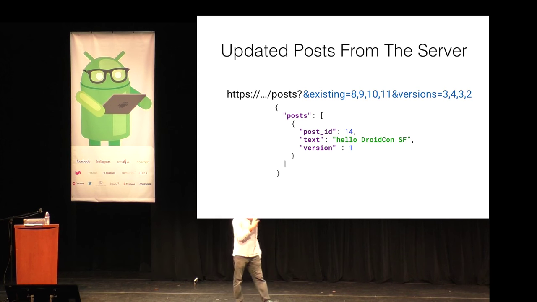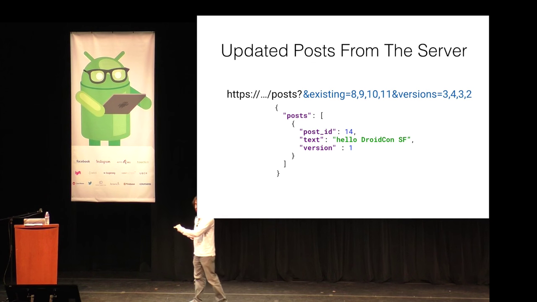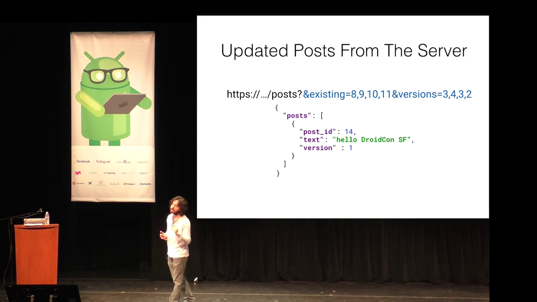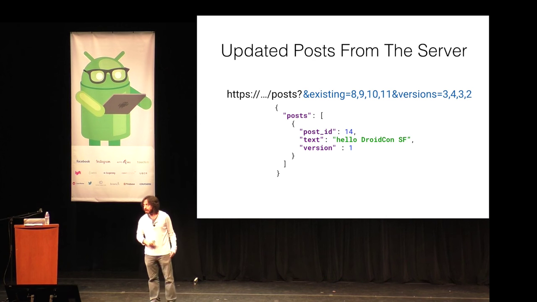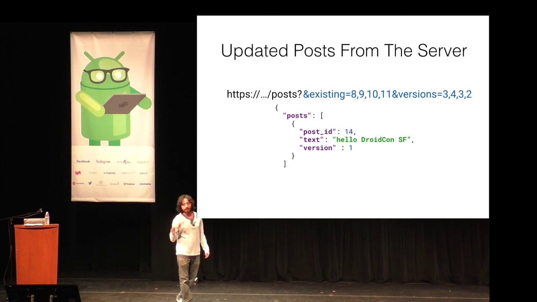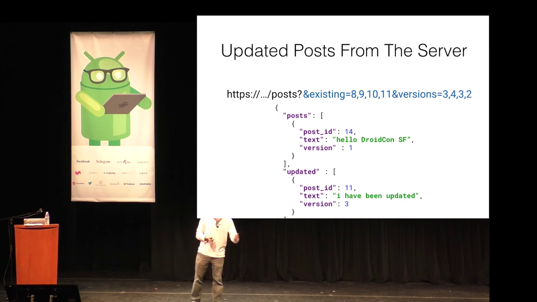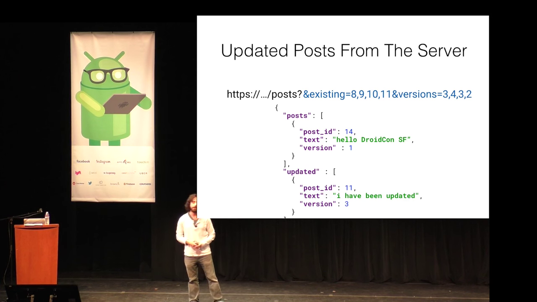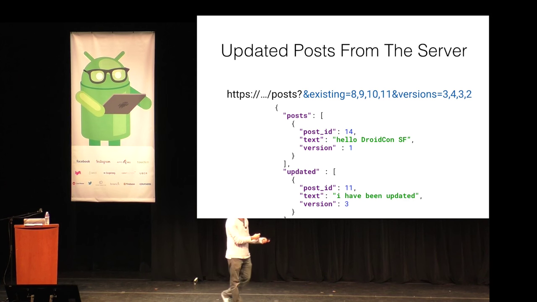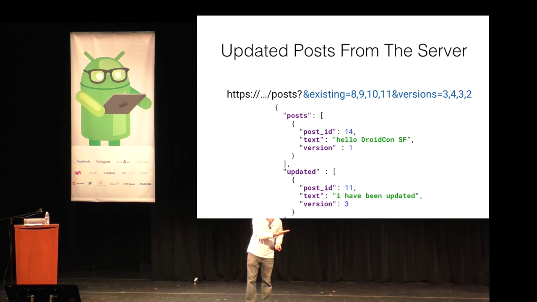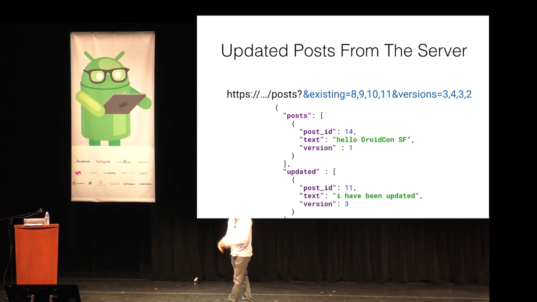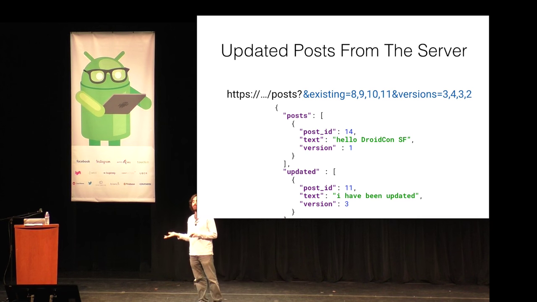When you ask for the new posts, you could send all the IDs you had locally and also their versions. This is not too much data, by the way. There's still little data to send, so it's okay to send it. And the server can say, hey, by the way, looks like post 11 is not up to date on your client. Here is the new data. You can update the data locally, send the proper RecyclerView notification, and then show an animation if your user happens to look at that data.